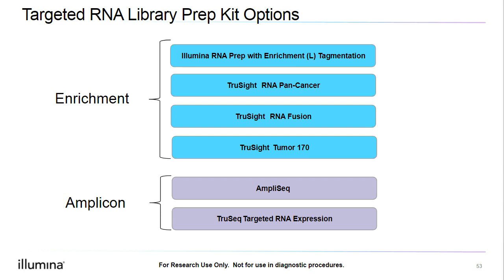The enrichment-based targeted RNA kits that we will go over today are Illumina RNA Prep with Enrichment Tagmentation, TruSight RNA Pan-Cancer, TruSight RNA Fusion, and TruSight Tumor 170.